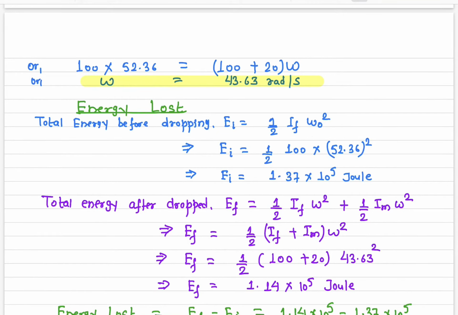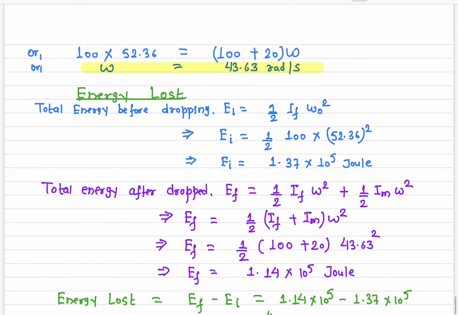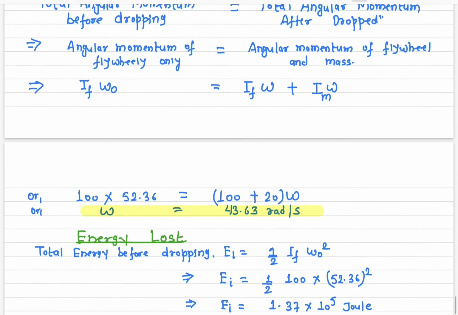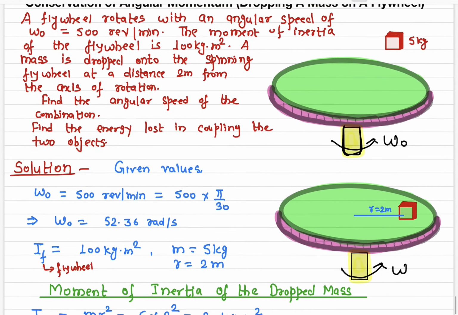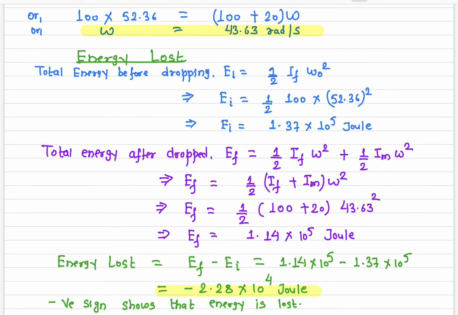So this is the total energy before dropping. And here I have taken into account only the flywheel, not the mass. Why is that? Because this mass has no rotational kinetic energy. It is not spinning at all, so it does not have any rotational kinetic energy. That's the reason we are just taking the flywheel.